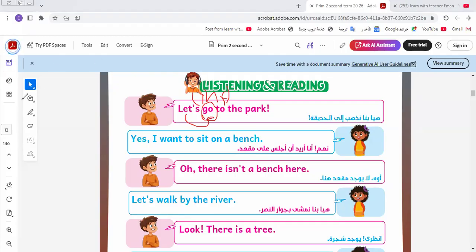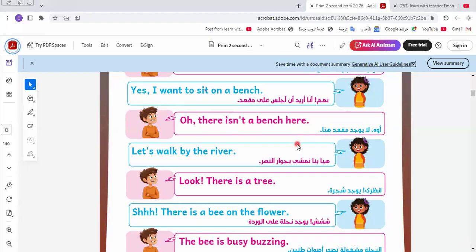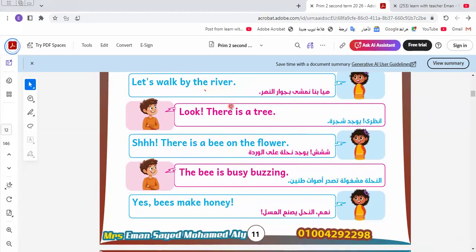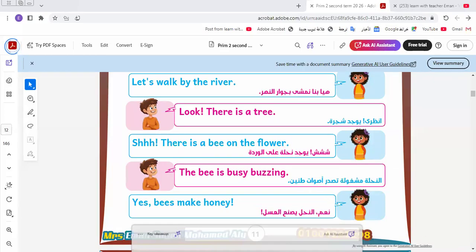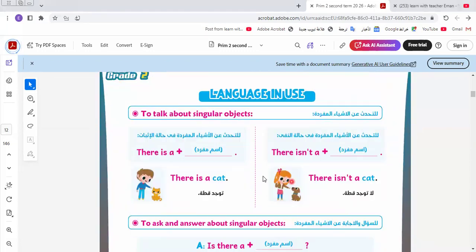Let's continue our lesson. Here we say, let's go to the park. Yes, I want to sit on the bench. Oh, there isn't a bench here. Let's walk by the river. By the river here means near the river. Look, there is a tree. Shh. There is a bee on the flower. The bee is busy buzzing. Yes, bees make honey. Here we talk about there is and there isn't.